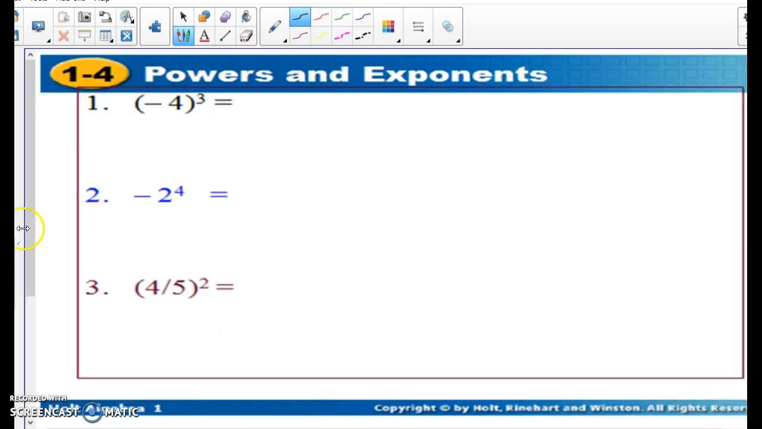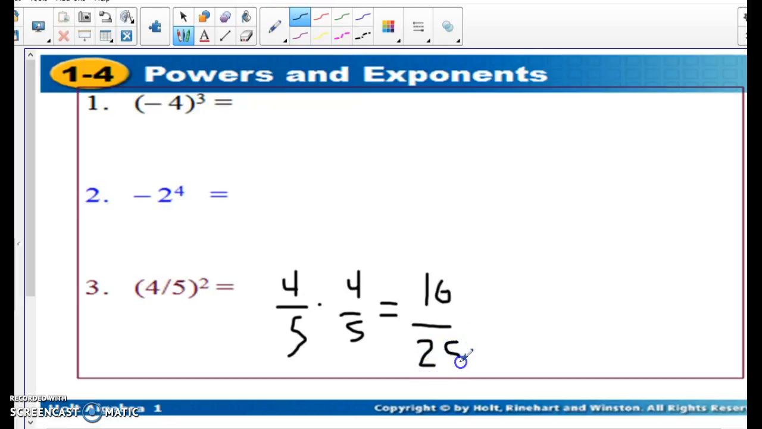Let's do one more fraction one, just to make sure. Okay, so if I have 4/5 times 4/5, it really just says 4/5 squared. Okay, so it just means 4/5 2 times. I'm going to end up with 4 times 4 is 16. 5 times 5 is 25. Okay, fractions look a lot more difficult than they are. Okay, 4 times 4 is 16, 5 times 5 is 25. That's it, we're done.